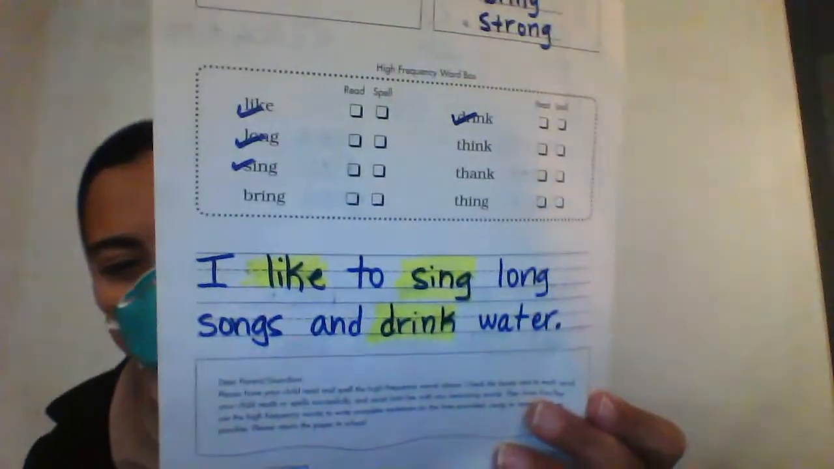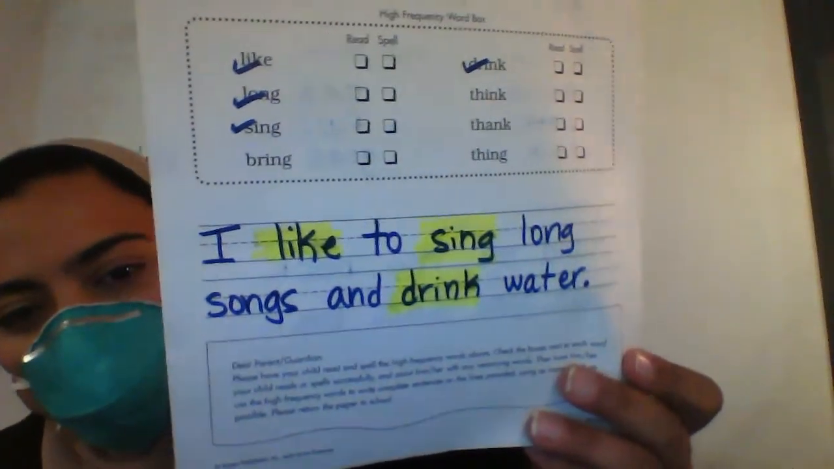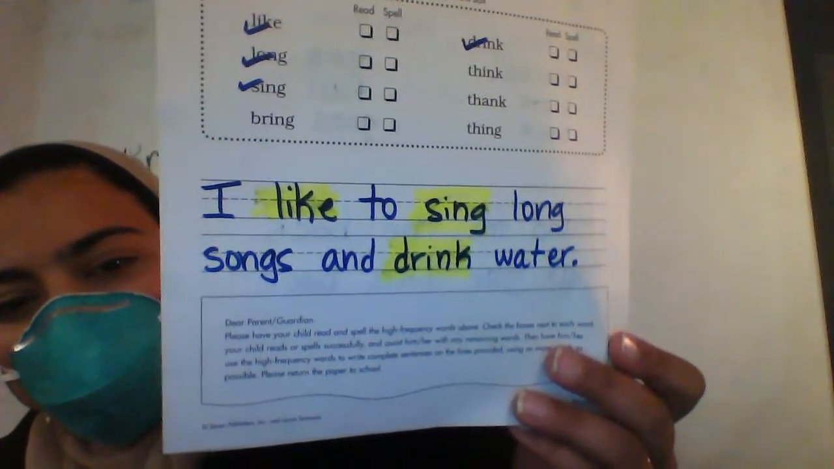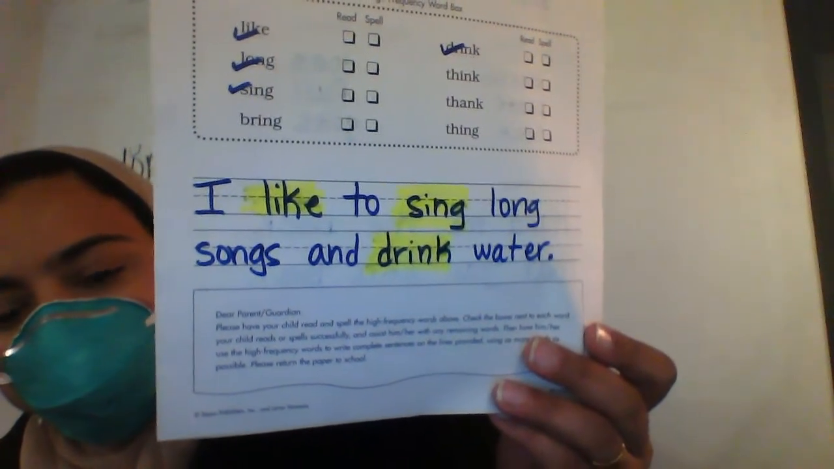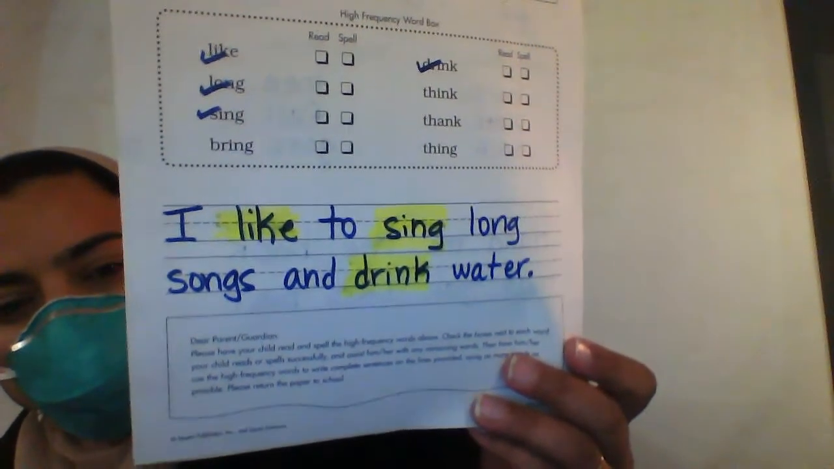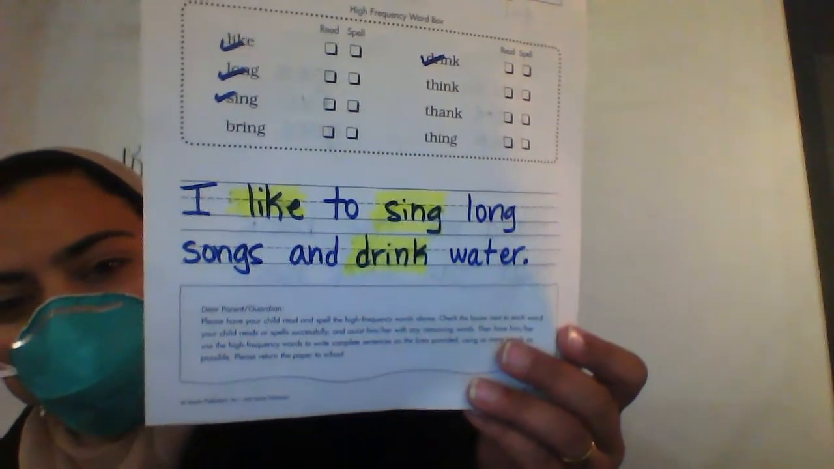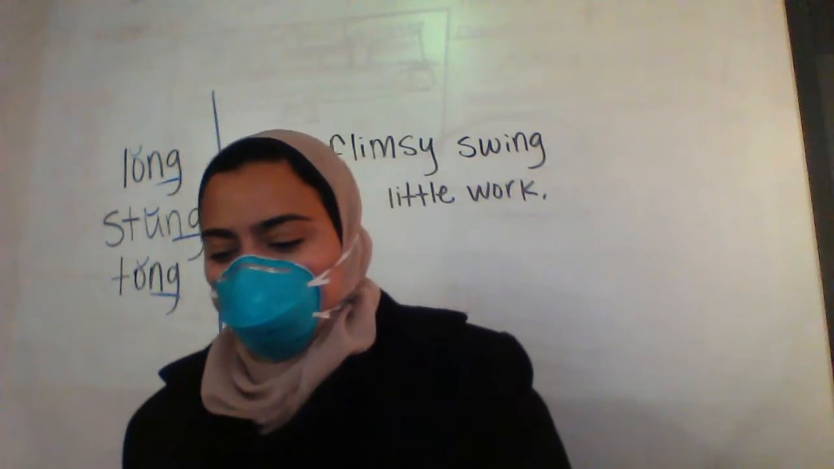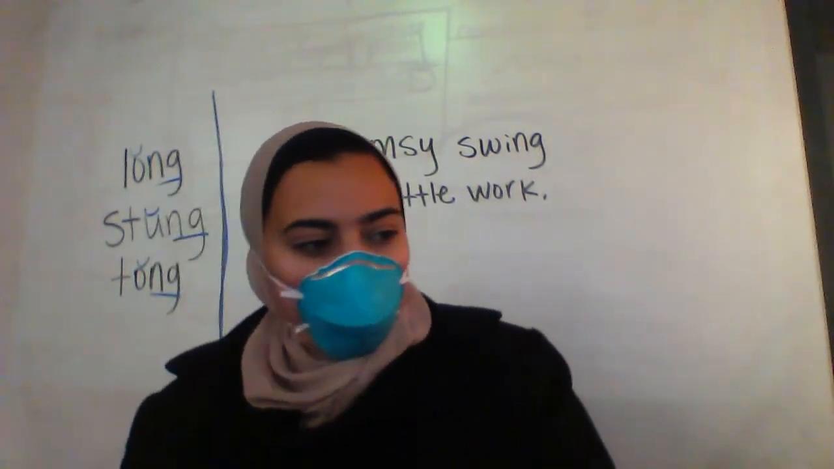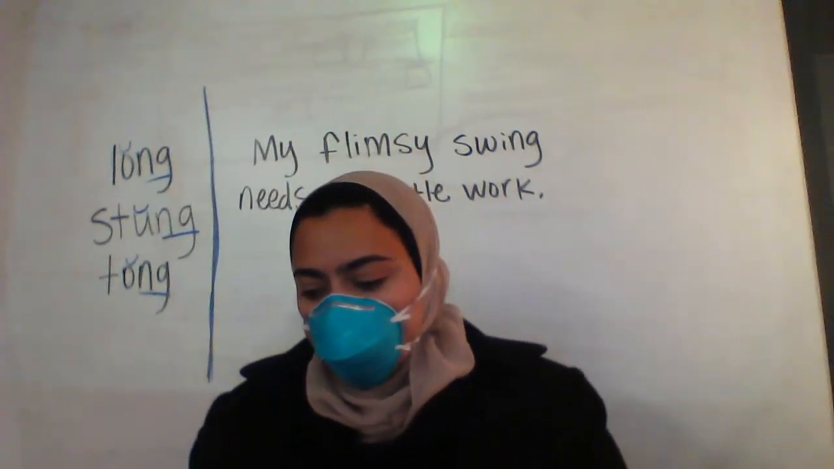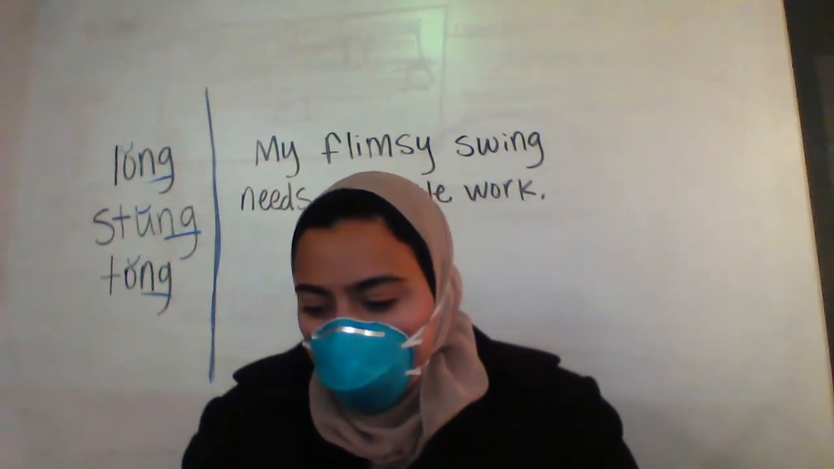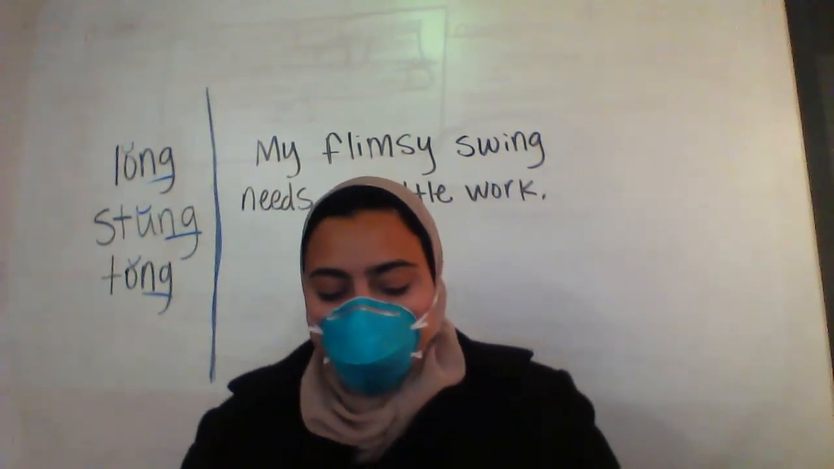Okay, so this is my sentence. Yours can be different. I wrote, I like to sing long songs and drink water. I use the words like, sing, and drink. I use three words. I only asked you to use two, but if you can use more, that would be kind of impressive. All right, now before I let you go do the rest on your own, let's go ahead and work together on coding this sentence.